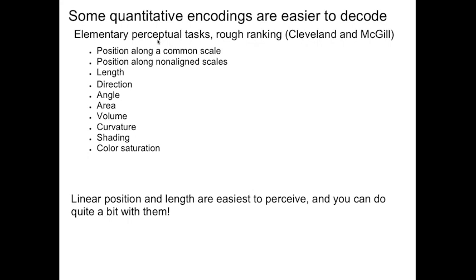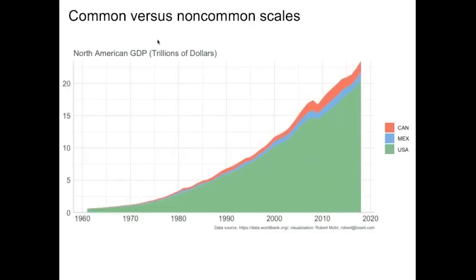So let's talk about common versus non-common scales. Say someone says, hey, can you show me, I'm interested in the GDP of the North American countries over time. I might show you something like this, okay? Now this is technically an answer to your question. All the information is there, right? But what can you really tell from this? You can tell that the USA has a lion's share, which I'm pretty sure I knew before.